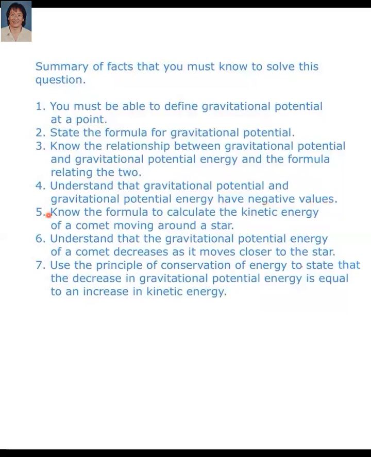Number 5, know the formula to calculate the kinetic energy of a comet moving around a star. Number 6, understand that the gravitational potential energy of a comet decreases as it moves closer to the star. Then number 7, use the principle of conservation of energy to state that the decrease in gravitational potential energy is equal to the increase in kinetic energy. And these are the important facts that you need to know to solve this examination question.